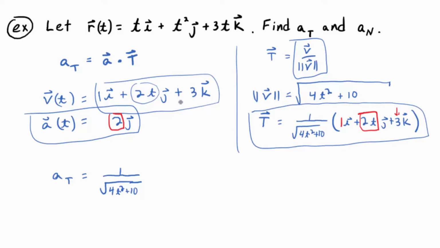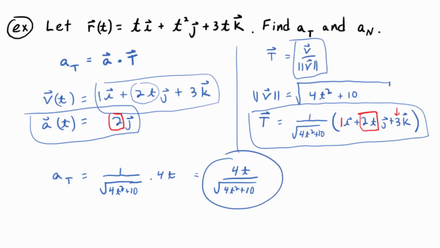So what are we going to get from that? Do we want to include the j? It's a dot product, so it's going to be a scalar. So just 4t, right? Does everybody see how I came up with that? All right, so I would want to write it like this: 4t over the square root of 4t squared plus 10. So that's a sub t.